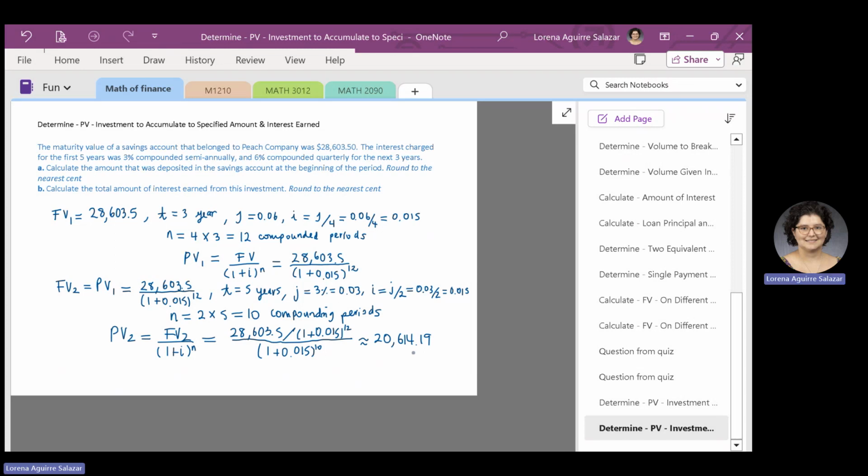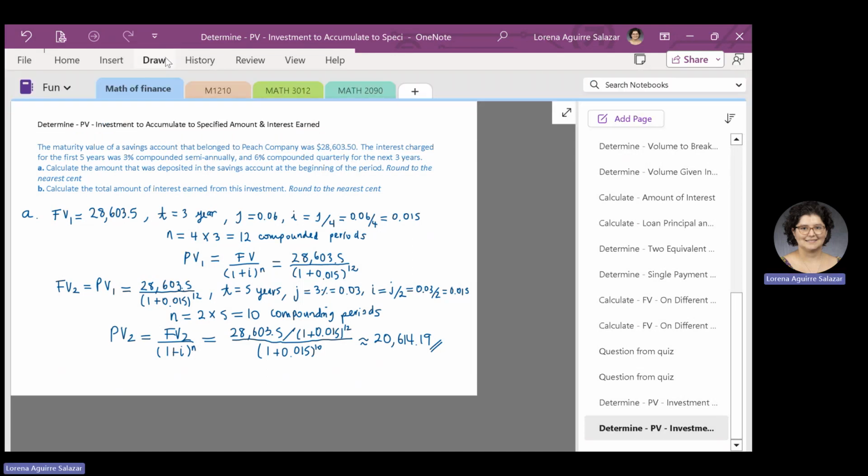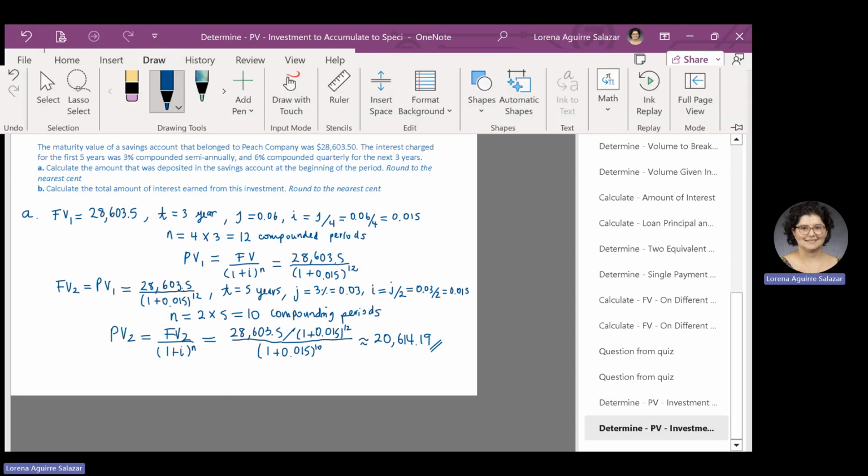So that's the answer to part A of this problem. We have gone backwards in time to find the value 3 years before and then 5 years before, taking interest rates into account. And we have relied on the same formula. Future value equals principal value times 1 plus i to the n, or if we rearrange the formula, principal value equals future value divided by 1 plus i to the n, where i is a periodic interest rate and n is the total number of compounding periods during the term.